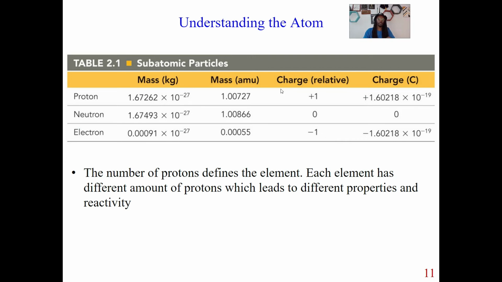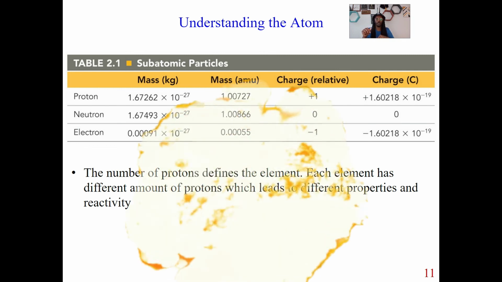So this is a summary of everything that we have here for our atom. A key thing I want to point out, which we're going to talk about in more detail when we get to the periodic table, is that the number of protons defines that element. Each element will have a different amount of protons, and if you have a different amount of protons, then you're going to have different properties. That's just a key nugget you want to understand before we get into the periodic table.